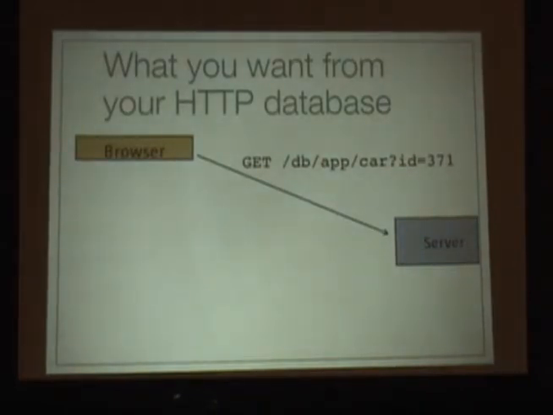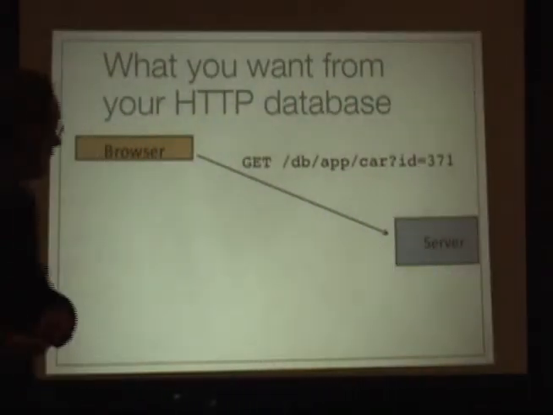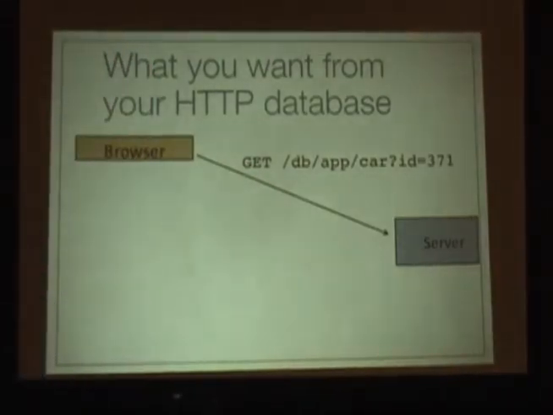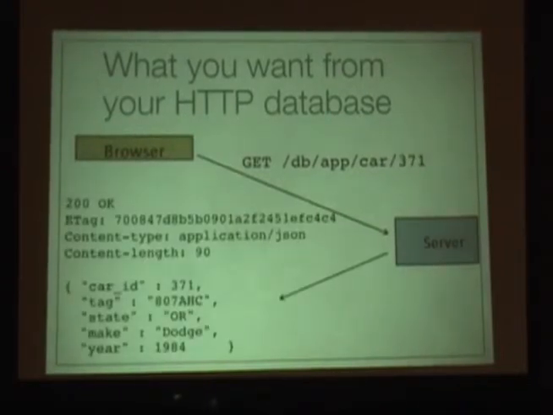So here's the basics. What do you want from an HTTP database? As I've seen it, you've got your client. You do a GET. You send a GET to the server, and you get back your response code, your ETag, which is going to be important, your content type, which is JSON here. It might be XML, and it might just be text. And here's your data, right? And then here's the wire protocol for the data. In this case, it's text, it's JSON. So there's a GET.